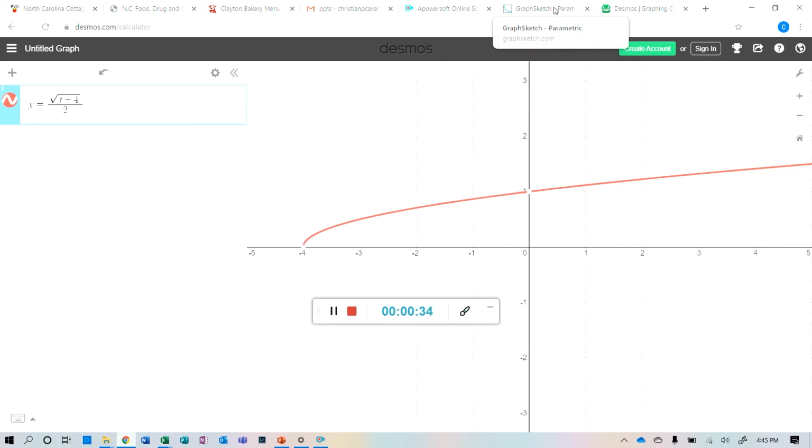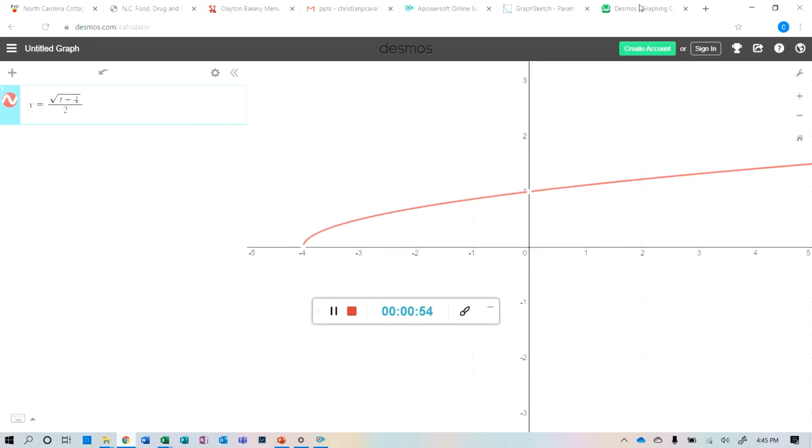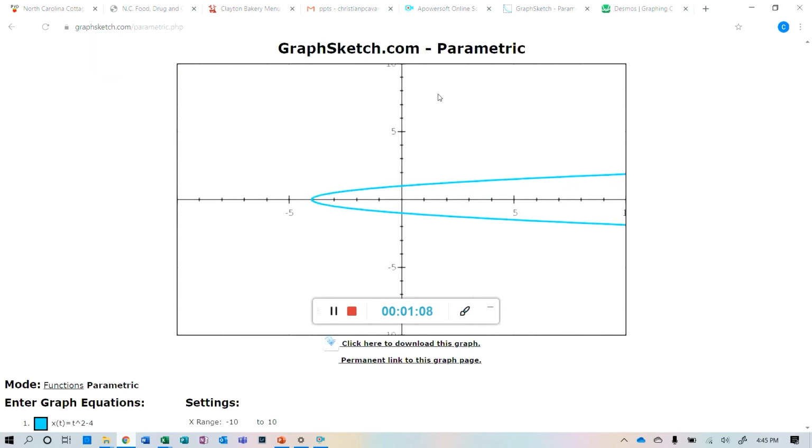And then I'm going to come over to Graph Sketch. And here's my parametric equation. So you can see that the top of the graph is the same. The only difference is being in parametric mode, it doesn't have to be a function. So it graphs this bottom half as well. The Desmos does not graph the negative half of that square root equation. A square root equation is kind of like a sideways parabola, but since this is graphing it as a function, it's only going to graph the top half, but the parametric version is going to graph both the bottom and top half of that kind of sideways parabola.